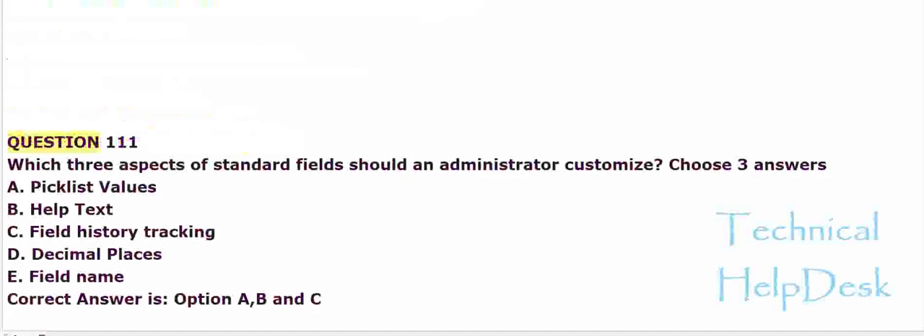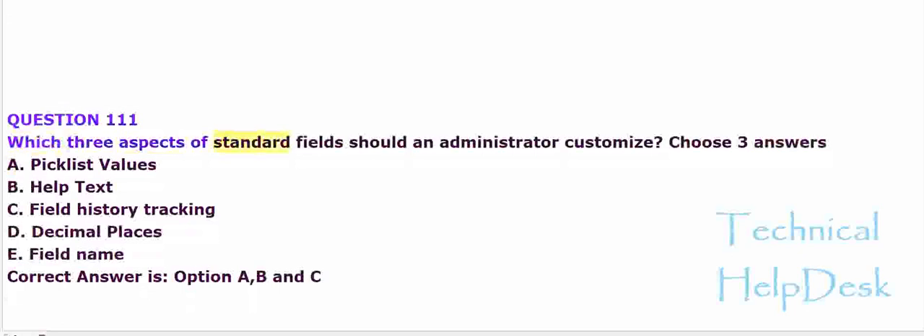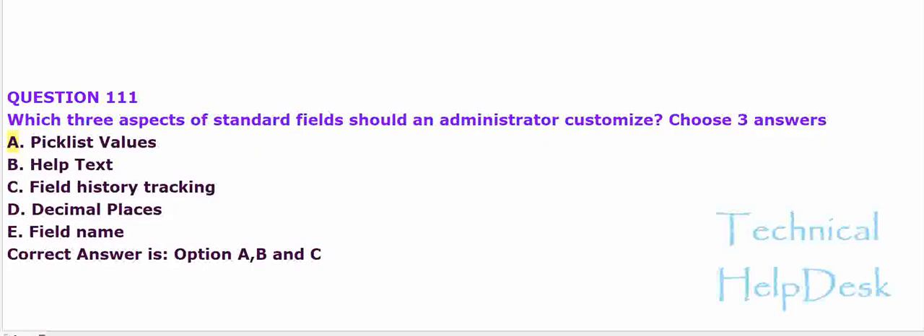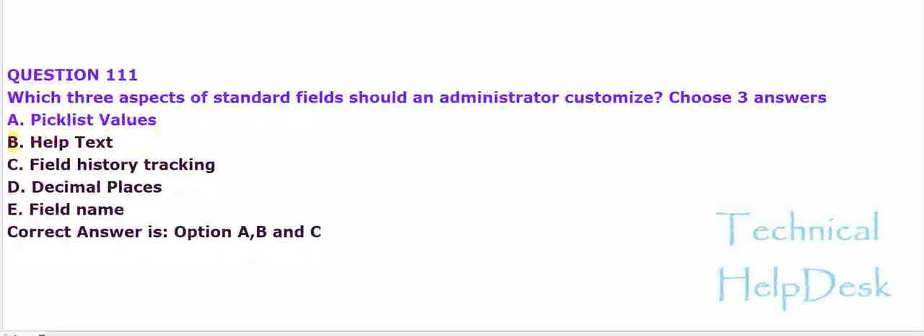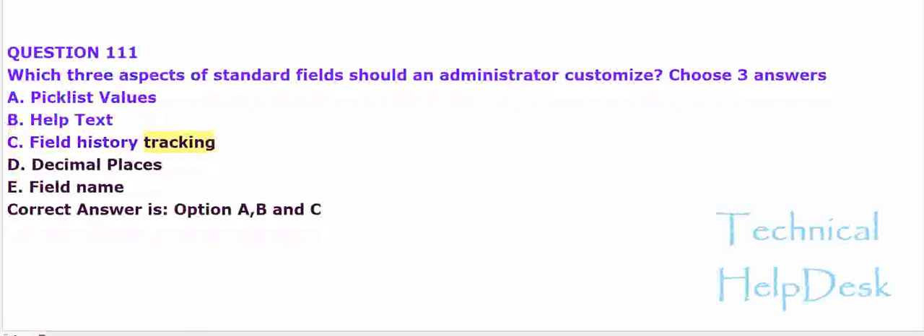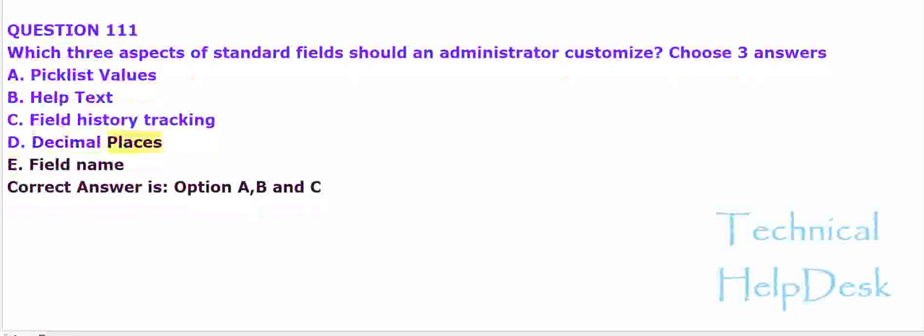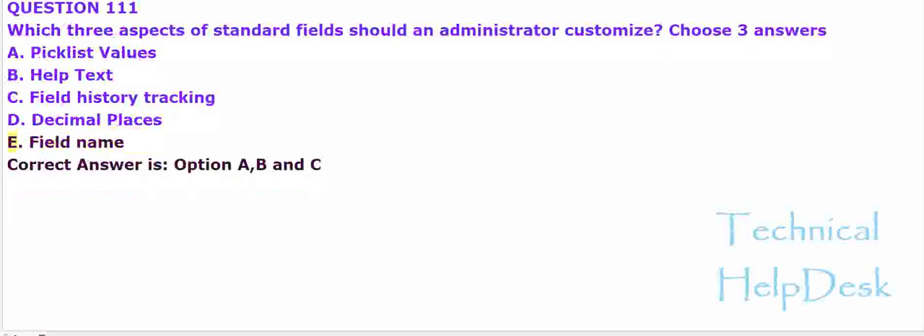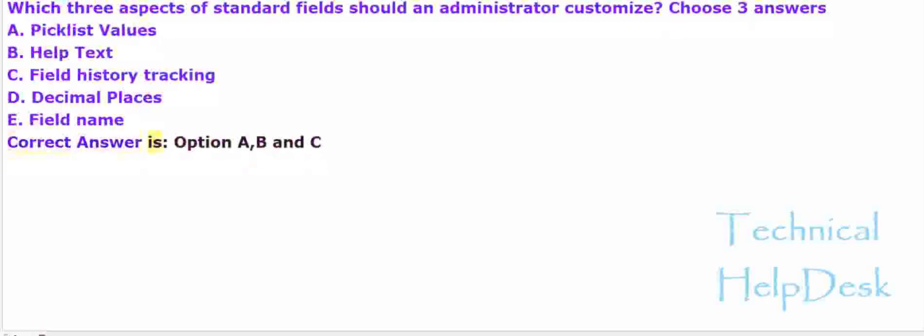Question 111. Which three aspects of standard fields should an administrator customize? Choose three answers. A. Picklist values. B. Help text. C. Field history tracking. D. Decimal places. E. Field name. Correct answer is option A, B and C.